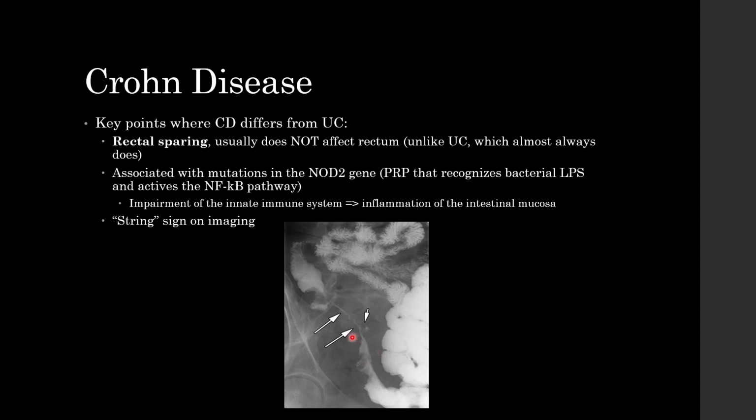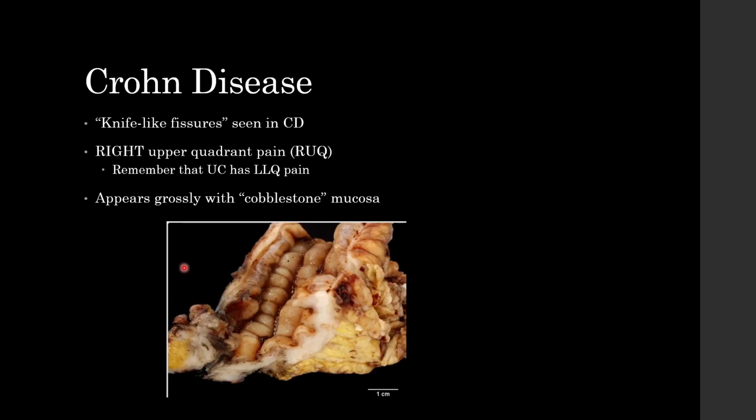Also, on imaging, while you saw the lead pipe in ulcerative colitis, for Crohn's disease, you're going to get this kind of string sign, and that's indicative of Crohn's disease on imaging. Also, you're going to get these knife-like fissures that are seen in Crohn's disease. So it almost looks like someone took a knife or a scalpel and just started making these fissures through the bowel. And you're going to get right upper quadrant pain. Remember that ulcerative colitis had left lower quadrant pain, while Crohn's disease has right upper quadrant pain.